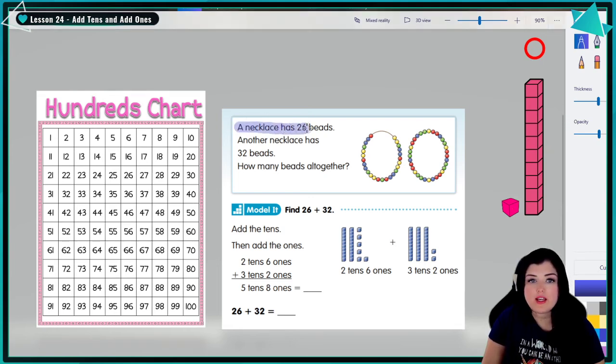A necklace has 26 beads. Another necklace has 32 beads. How many beads altogether?